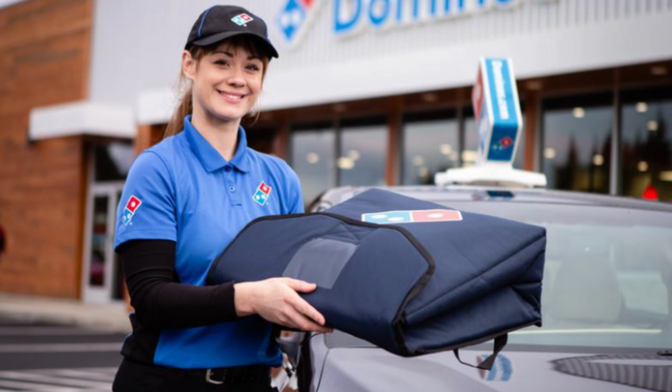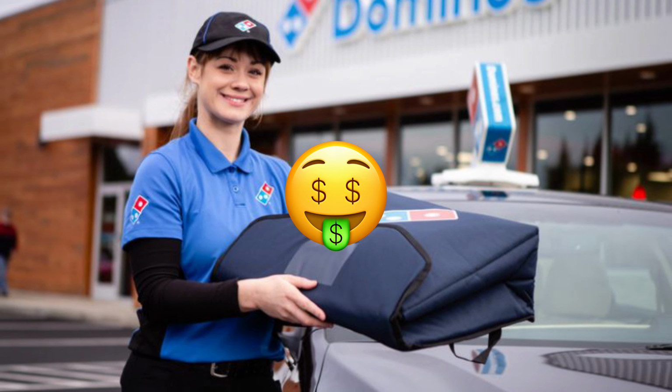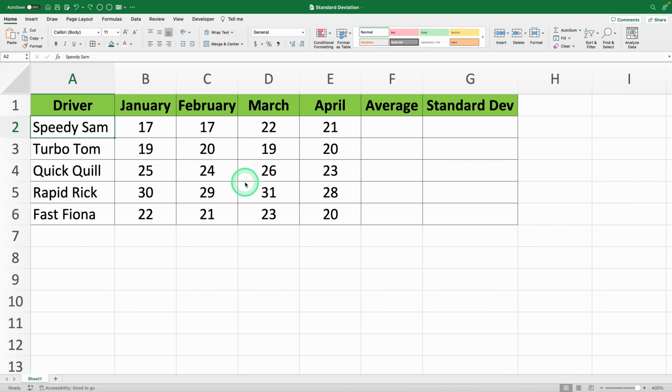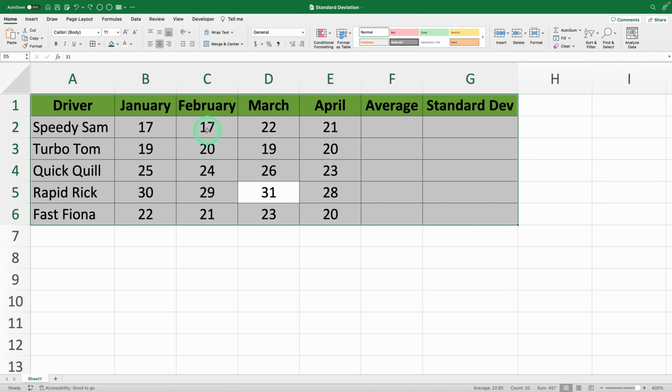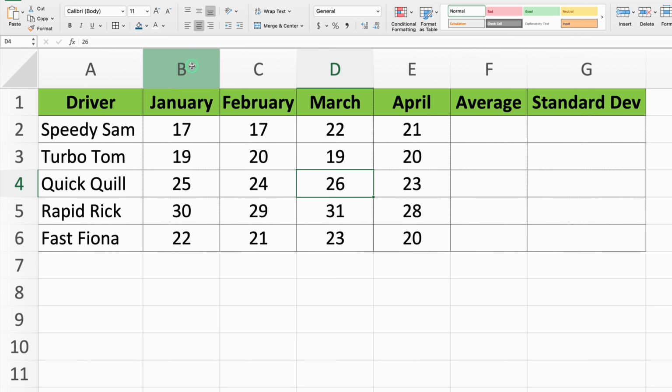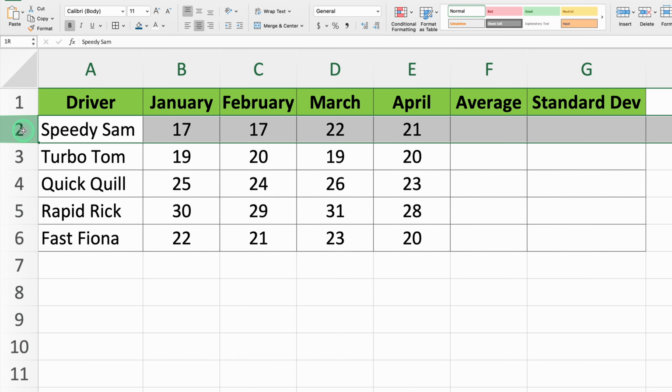You're the manager at Domino's Pizza, and you need to figure out which of your drivers is the most reliable. Here we have the average delivery times for several drivers over 4 months. The columns represent the months, and the rows represent the drivers.